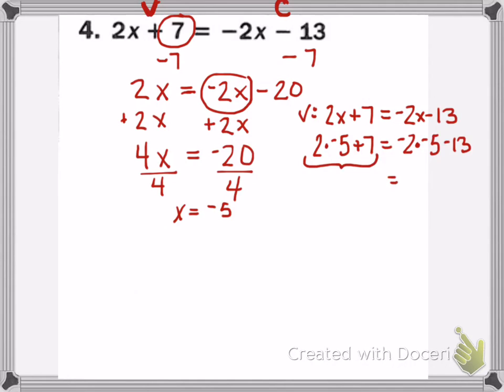So we get negative 10 plus 7 on the left, which gives us negative 3. Then we're going to plug the right-hand side of the equation into our calculator, and we're going to get 10 minus 13, which also gives us negative 3. There we go, negative 3. And we get the same thing on both sides. We know that we have the correct solution.